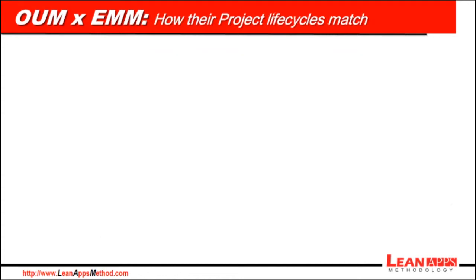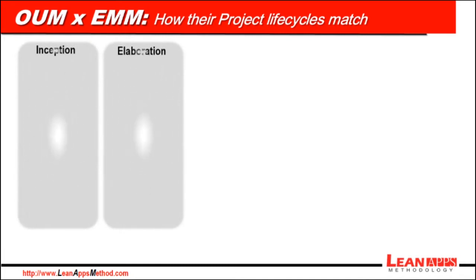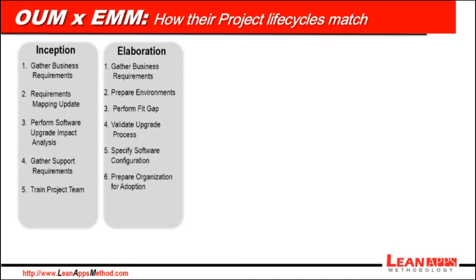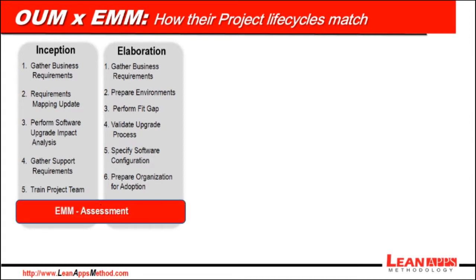Now let's check how EMM and OUM phases relate among themselves. In OUM, we have both inception and elaboration phases, where definition and analysis is performed. In those phases, we gather information, understand the map, the requirements, perform impact analysis, prepare environments, and prepare the upgrade process, among other tasks. Those two phases are equivalent to the assessment phase at EMM, where we define objectives, architecture, and final solution.